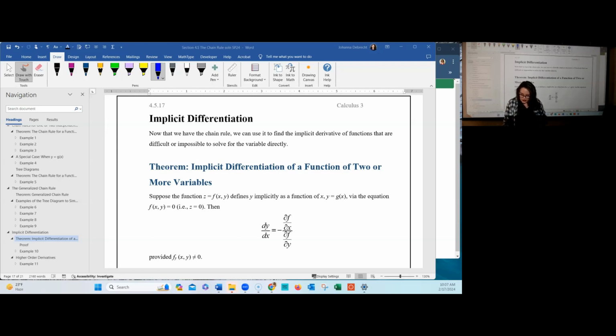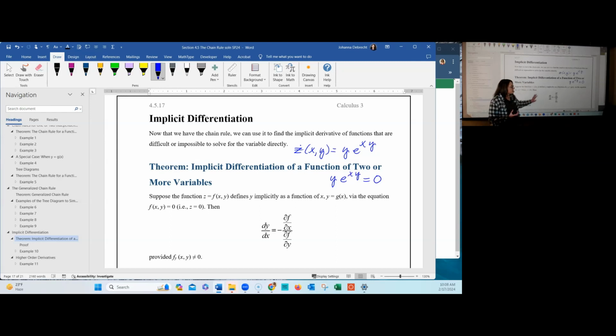Let's take a look at one example. Let's suppose that we have a function z of x and y, and this function is equal to y times e to the xy. Now, this is in three-dimensional space, but if we set the z value to be 0, it becomes a curve in the plane. This gives us the equation y e to the xy equal to 0. This does define y as an implicit function of x.